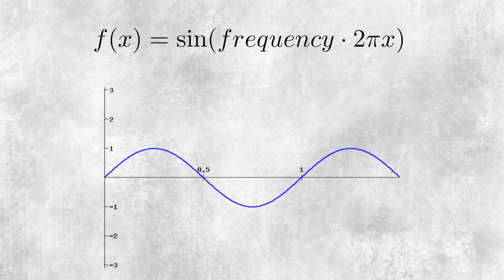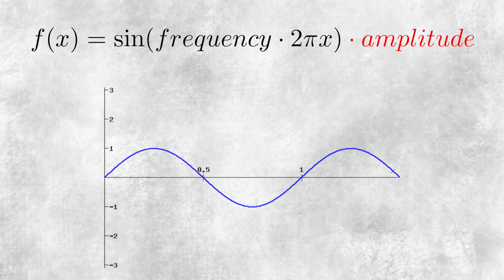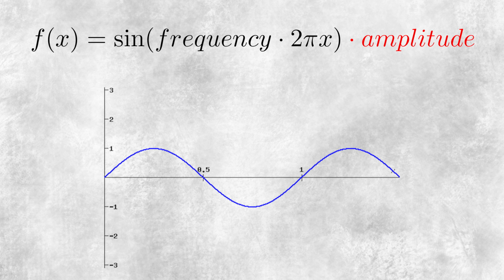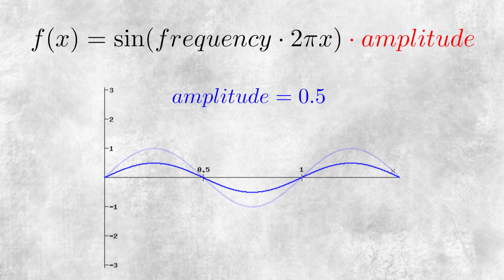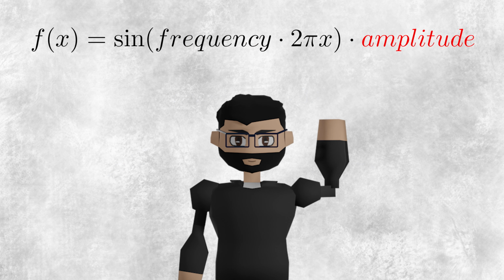Now to be able to change the height of our waves, we can multiply a value called the amplitude to our sine function. This value will scale our waves to the size we like. For example, if we only want our waves to be half as high, we set our amplitude to 0.5, and so on. Okay, so we have as many waves as we want with the size we want.